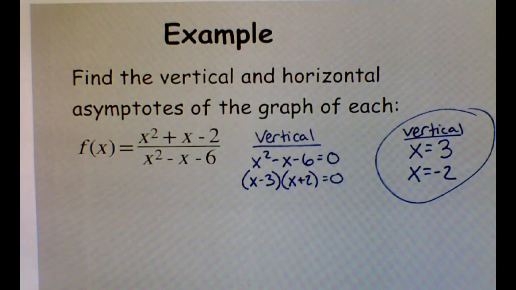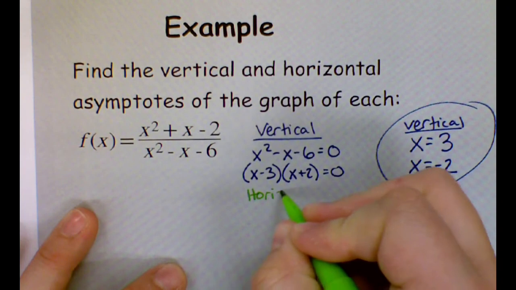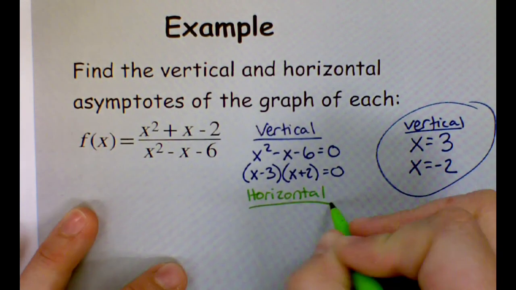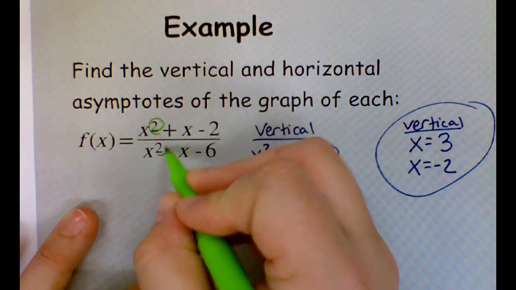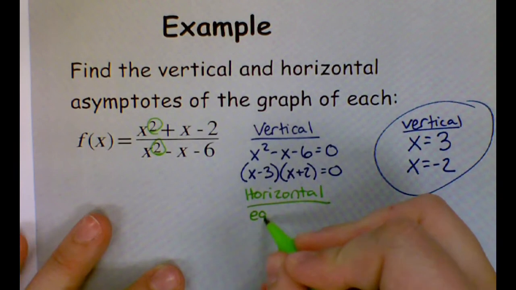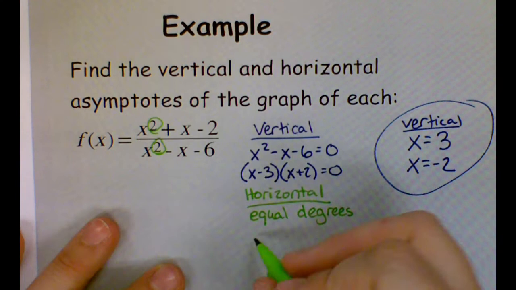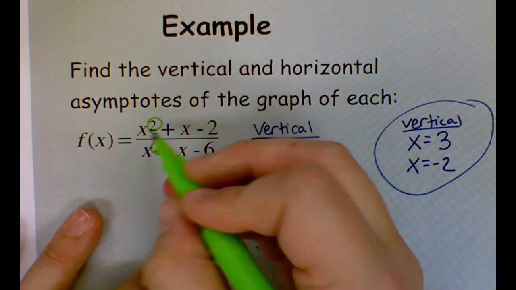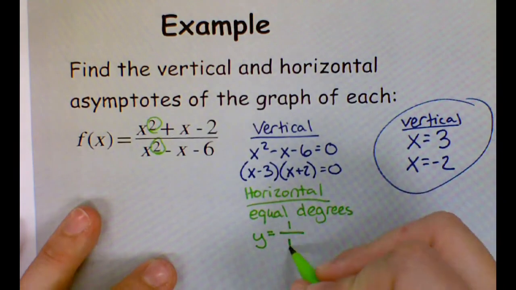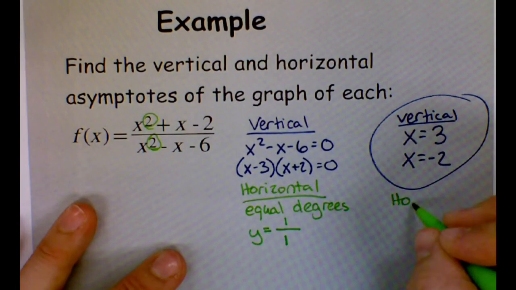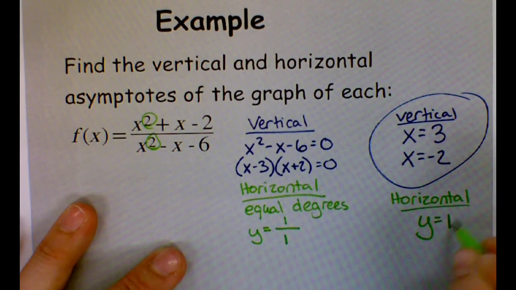For the horizontal, let's use this color. We look at the degree. The degree of the numerator is 2. The degree of the denominator is 2. They have equal degrees. So my line will be y equals leading coefficient of the numerator, 1, over leading coefficient of the denominator, 1. My horizontal asymptote is y equals 1.